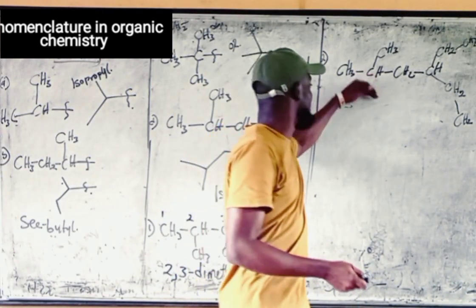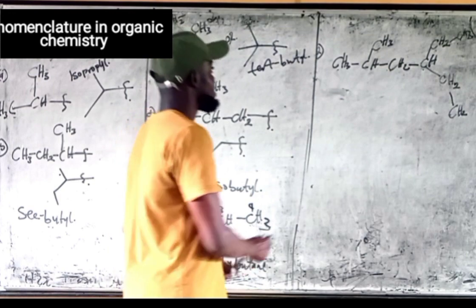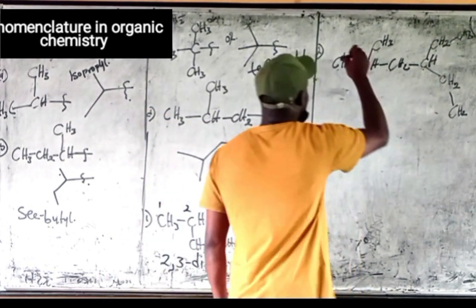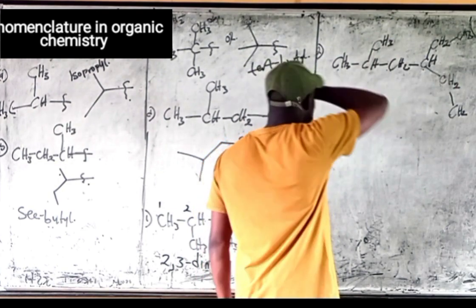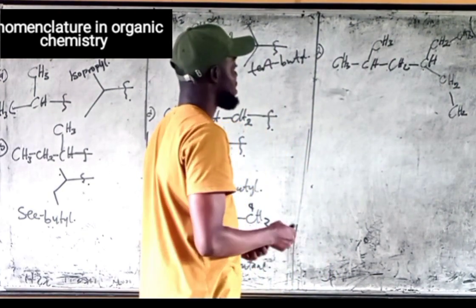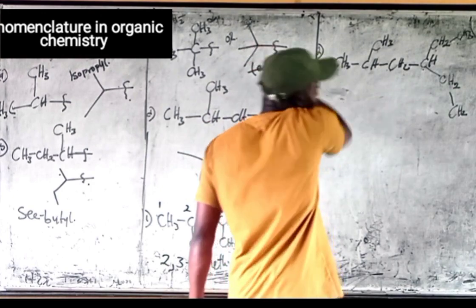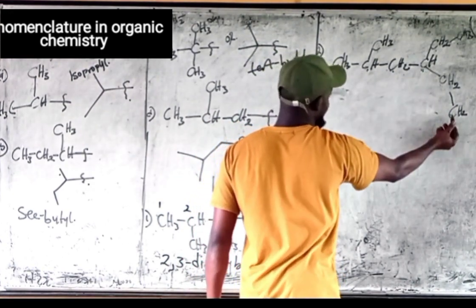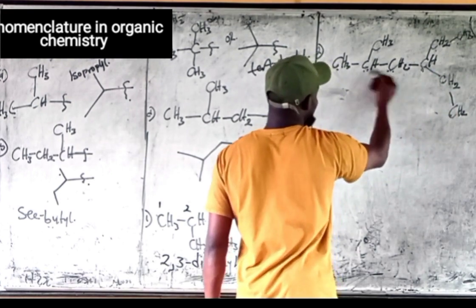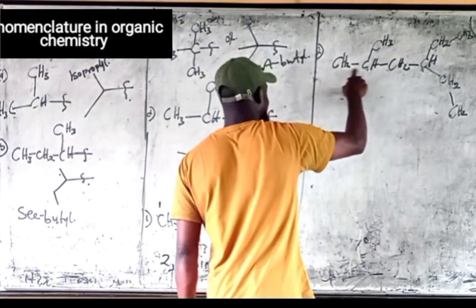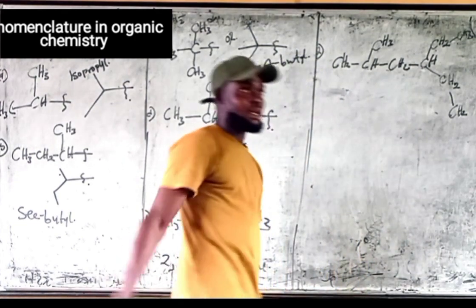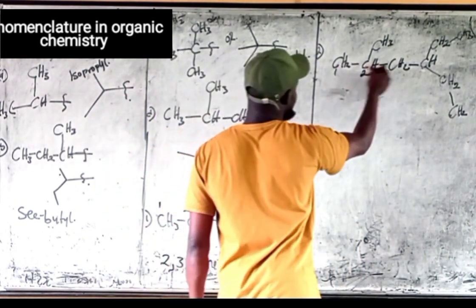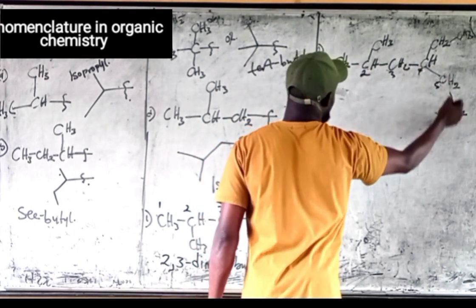So let's go to the name of this one. We count 1, 2, 3, 4, 5, 6. We have 6 as the longest chain. The next thing, let's number. Numbering like this, 1, 2, 3, 4, we have 2, 4. Numbering like this, 1, 2, 3, 4, 5, we have 3, 5. Which one is better? 2,4 is lower than 3,5. So I'm going to start from here: 1, 2, 3, 4, 5, 6.